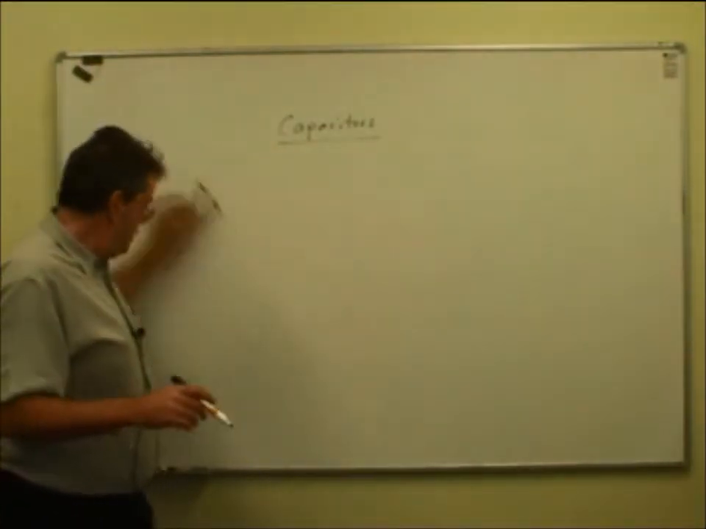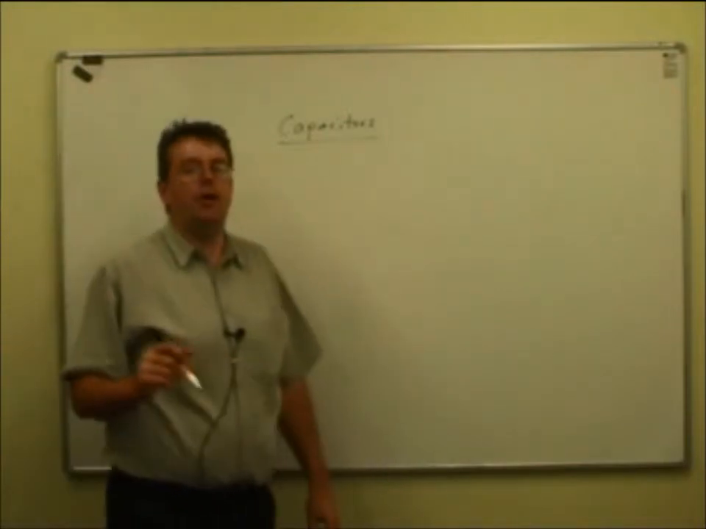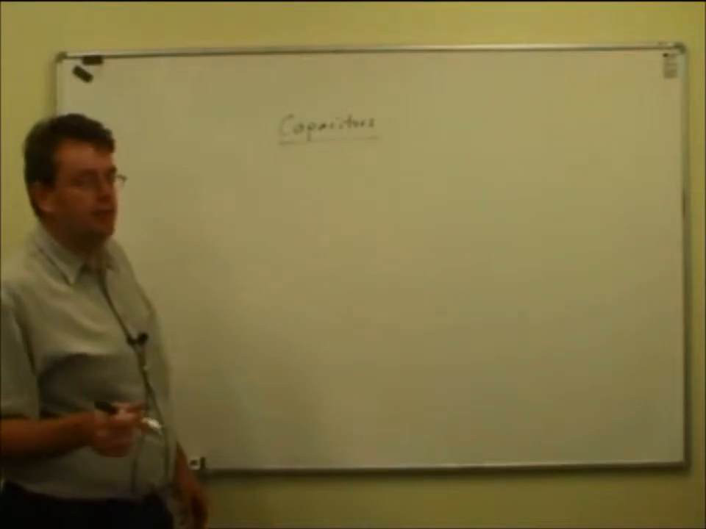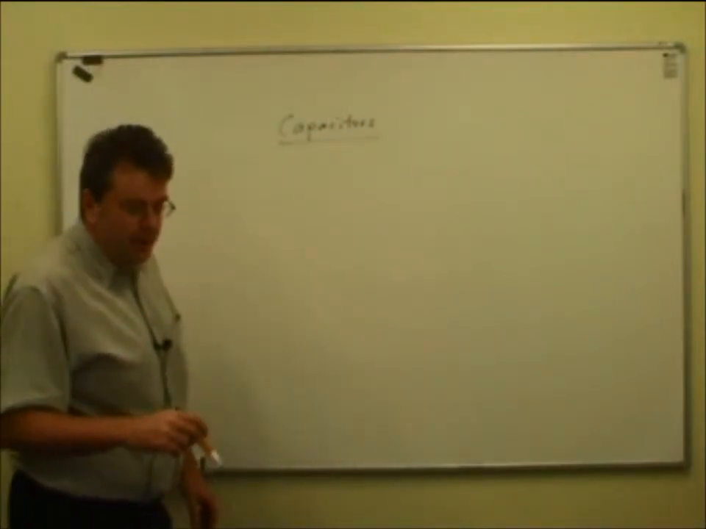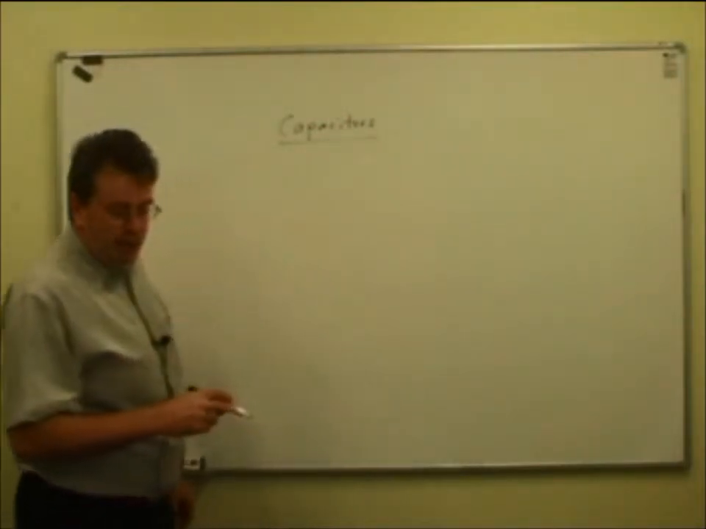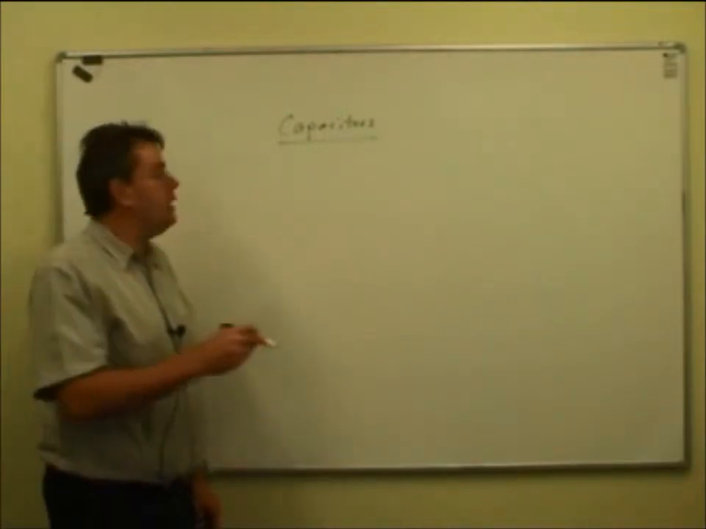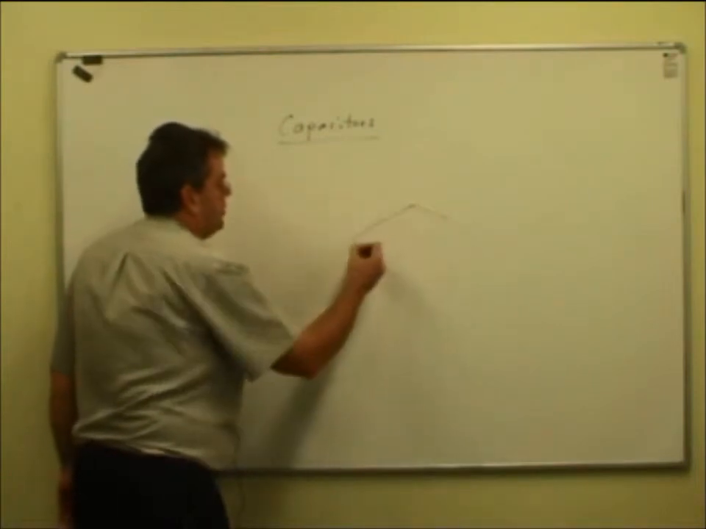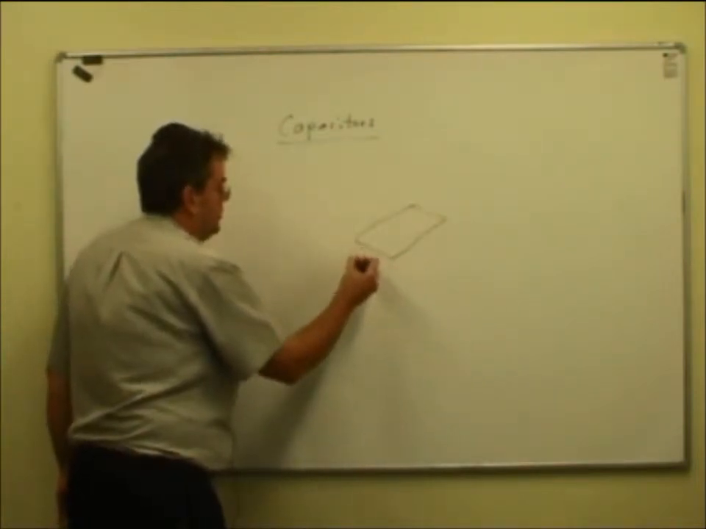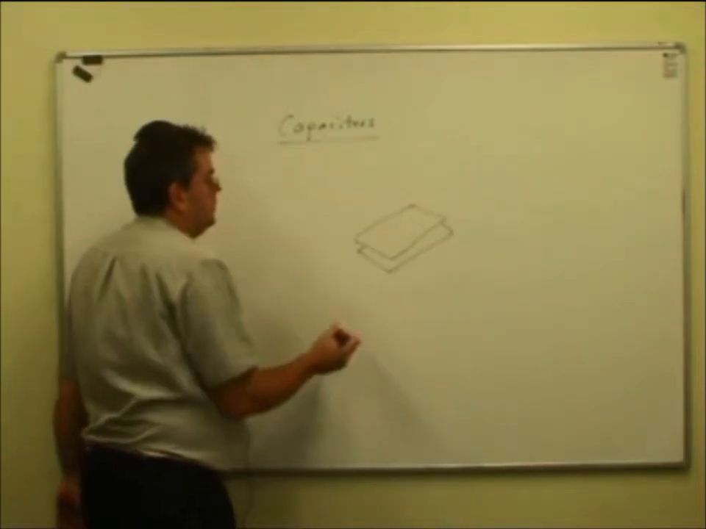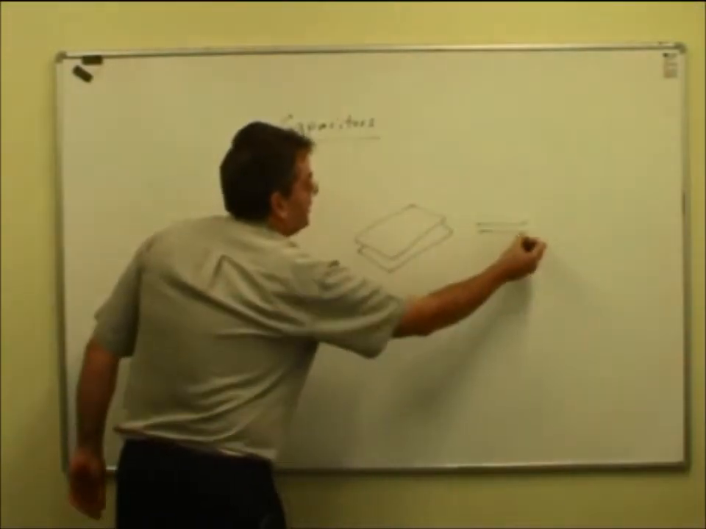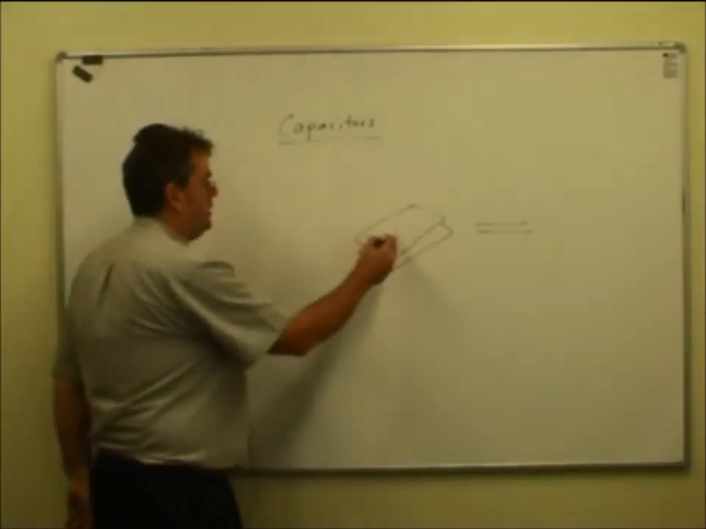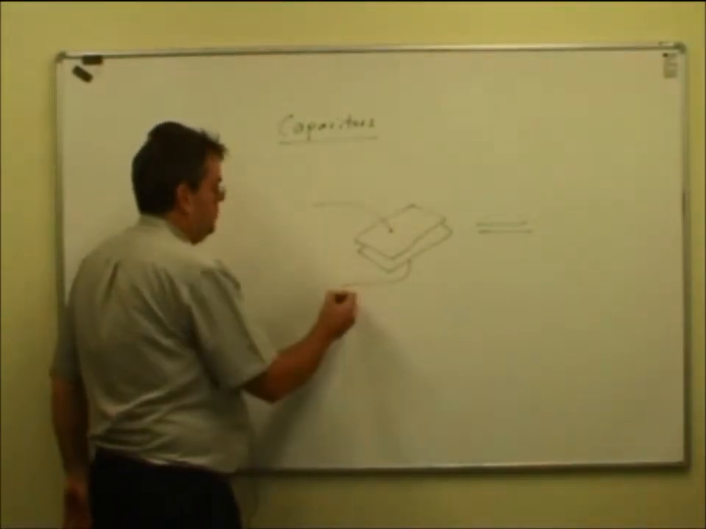Now, basically a capacitor is a device that can store an electrical charge, and all its properties come from that basic thing. The basic capacitor is a couple of conductive plates separated by some sort of insulating material. So you might draw a plate like this, three-dimensionally, and there's another one underneath it here. In the side view, you'd see something looking like that. And there's some sort of insulating material between them and a connection to either side of it.